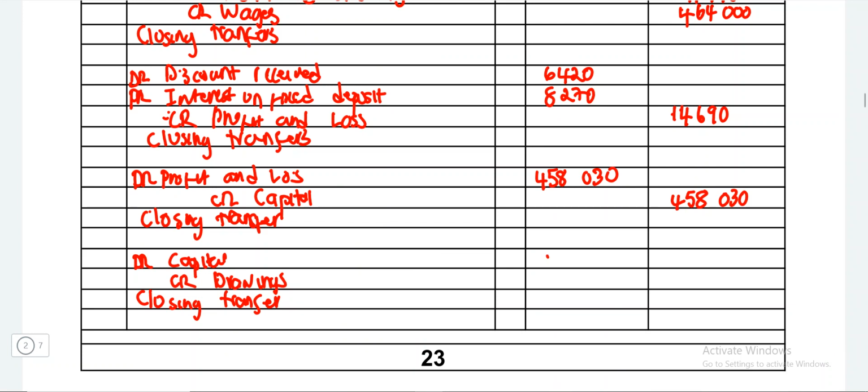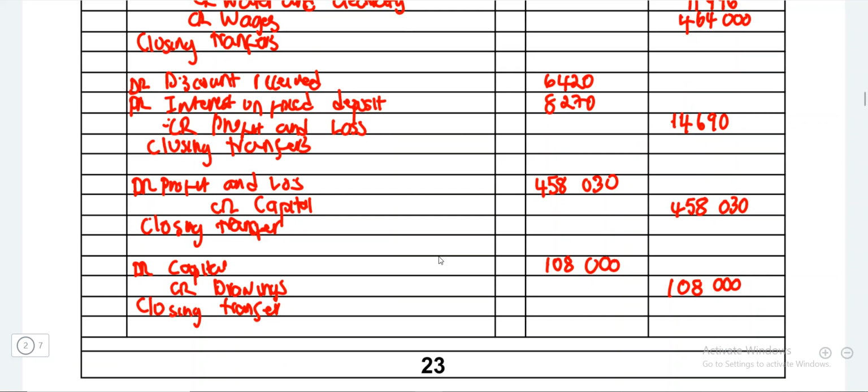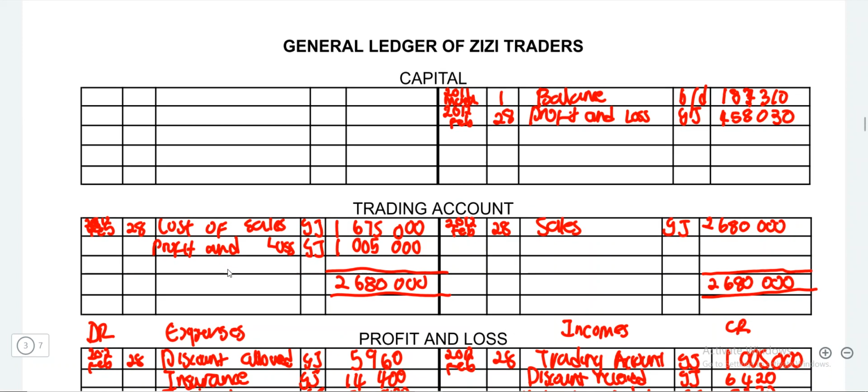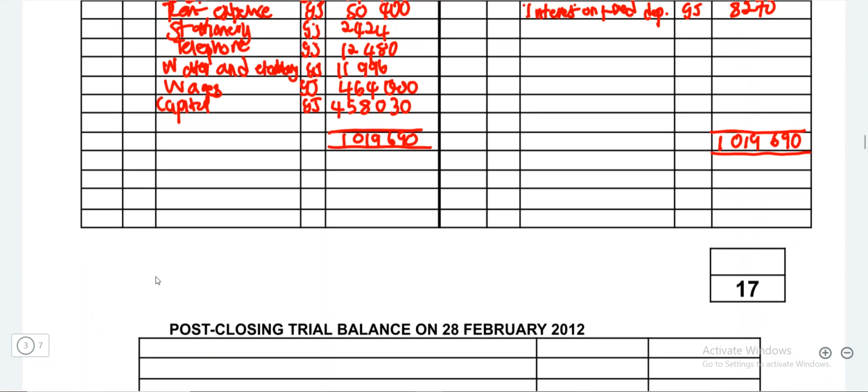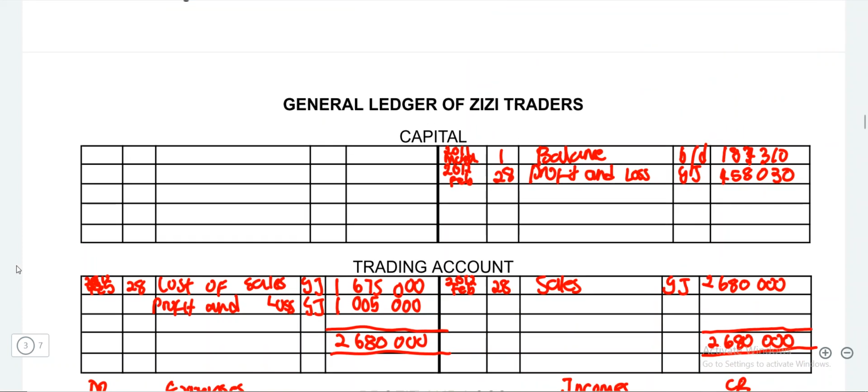Okay, 108,000, and then from there we'd have that 108,000 here, and then from there you just have to close off this to do the journal entries in your capital account. And then if you look at this, we are almost done, guys. You'll only be left with the post-closing trial balance. So like I said, I'm not going to do it in this lesson.